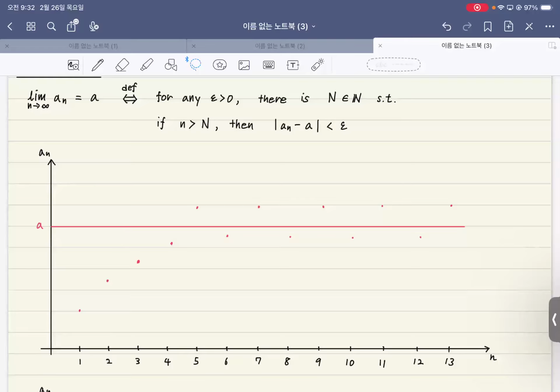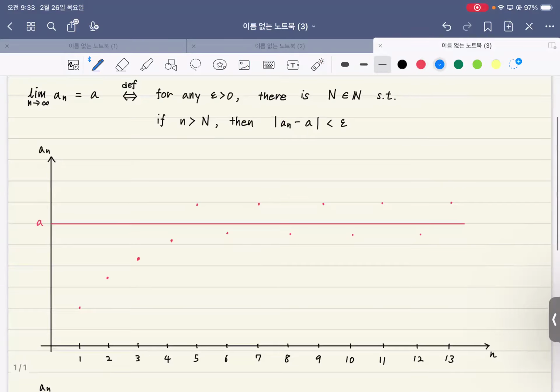All right. Suppose that there is a student, and he or she is trying to claim that this sequence is converging to this number A. That student insists that just give me any epsilon, then I can find an integer satisfying this condition. So for that student, I gave this much epsilon. So then this is A plus epsilon, and this is A minus epsilon.